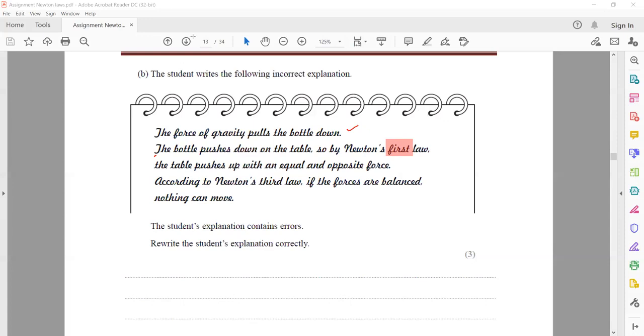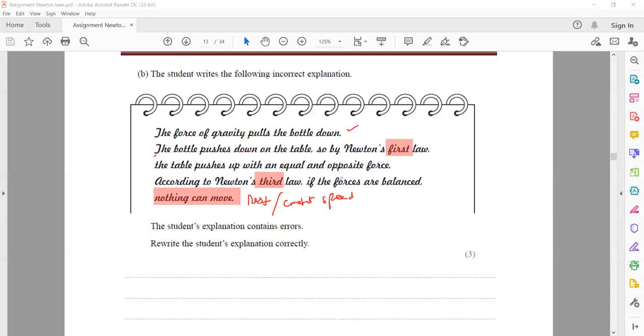According to Newton's third law, if forces are balanced, then nothing can move. So that is wrong also. According to Newton's first law, if forces are balanced, it's not about nothing can move. There are two possibilities. Either the object will be at rest or it will move with a constant speed.